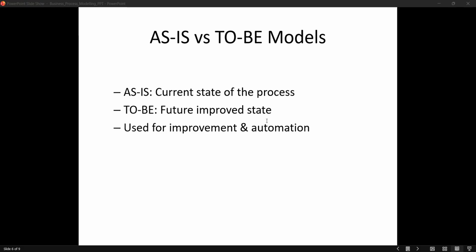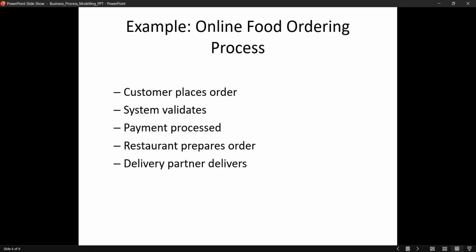As-is versus to-be models. As-is modeling represents the current state of a process exactly as it exists today, including all inefficiencies, manual steps, and delays. A to-be model represents a future improved process that the business wants to achieve. Comparing as-is and to-be diagrams allows business analysts to identify gaps, propose improvements, eliminate redundant steps, and plan automation or digital transformation initiatives.